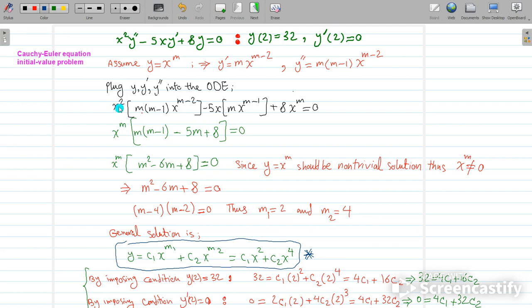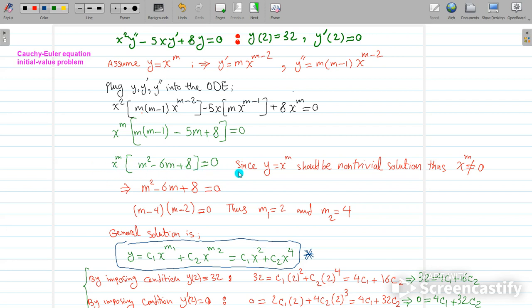By multiplying x squared by x to the m minus 2, we will get x to the m, and x times x to the m minus 1 gives again x to the m, so we can take x to the m out of all the terms in this line. After factoring out x to the m, the first term is left with m times m minus 1, the second is minus 5 times m, and plus 8 should be equal to 0. After simplification we would get something like this line.